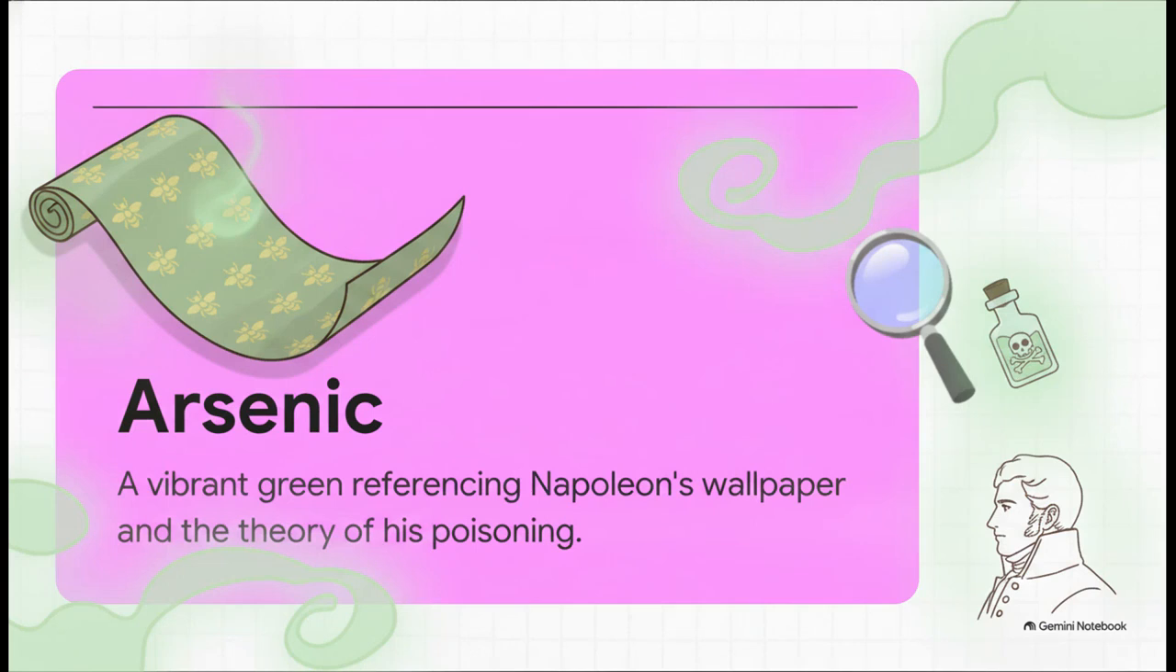Take arsenic, for example. It's this vibrant verdigris green, and it playfully references the Napoleonic bee wallpaper that hung in Napoleon's bathroom during his exile in St. Helena. It ties directly into this crazy historical theory that he was actually poisoned by the arsenic pigment found in that very wallpaper. I mean, just imagine painting your guest room with something named after a legendary emperor's fatal bathroom decor.